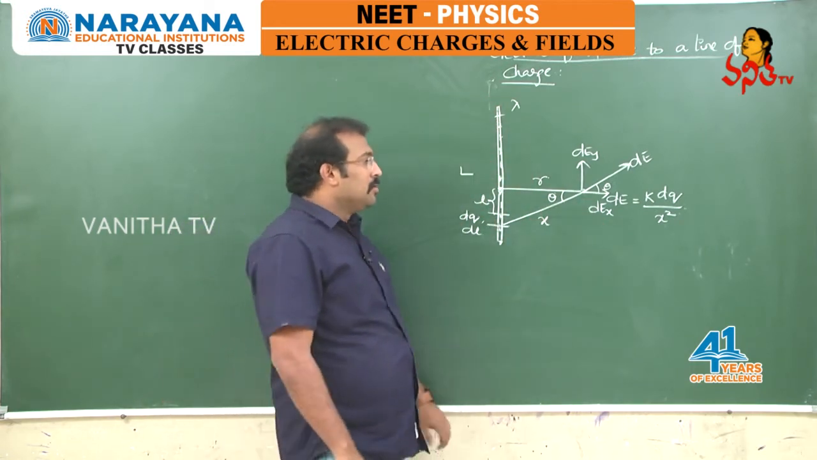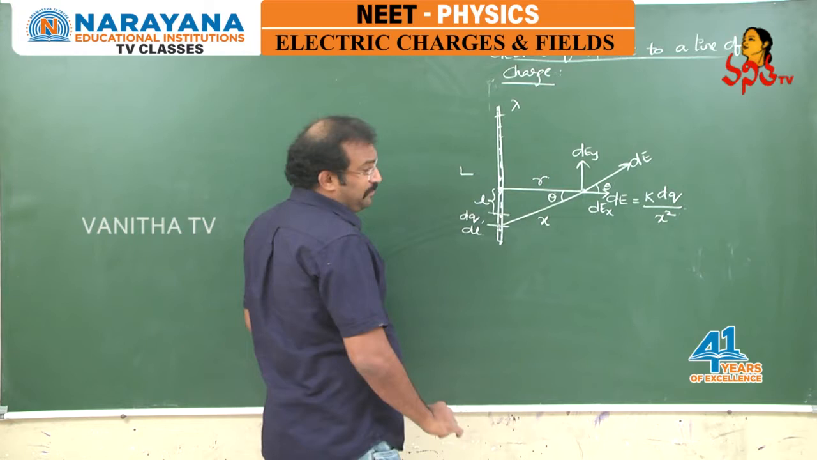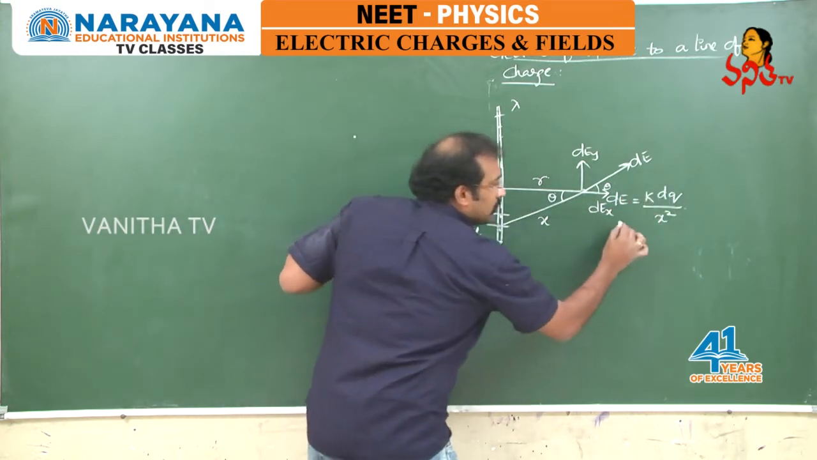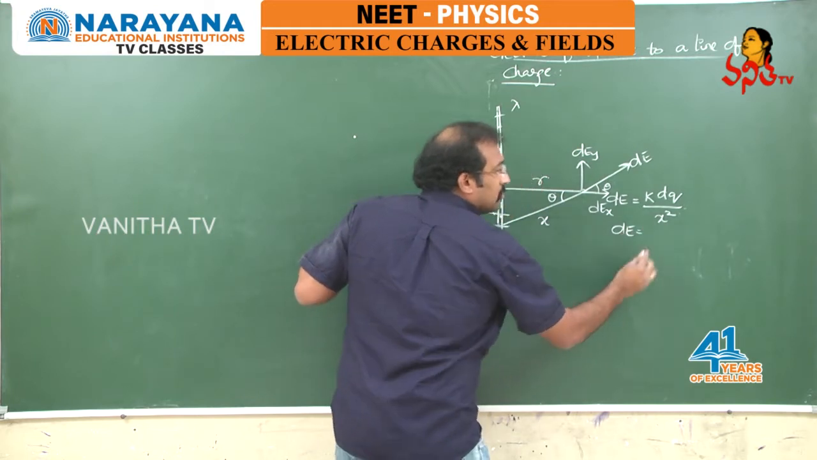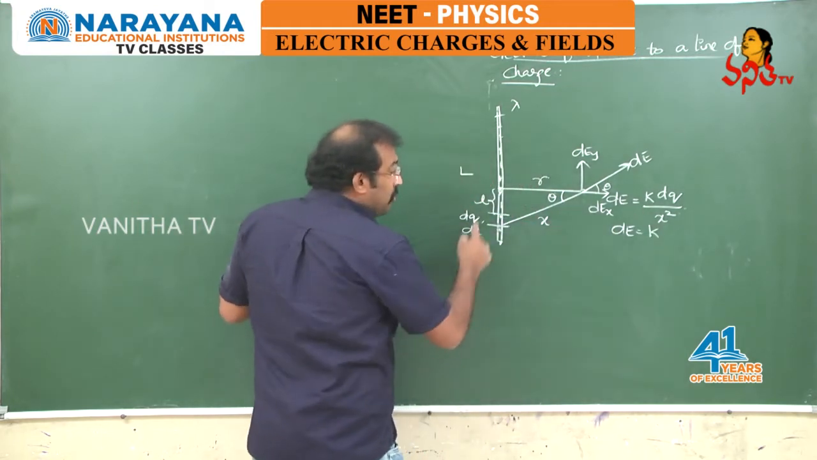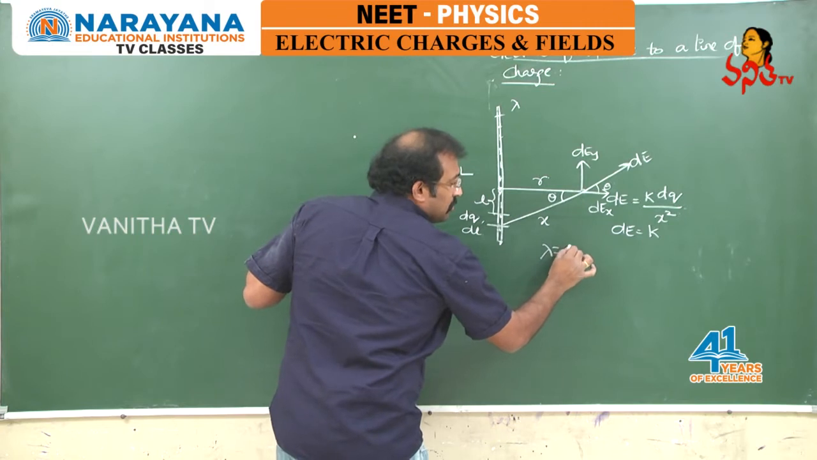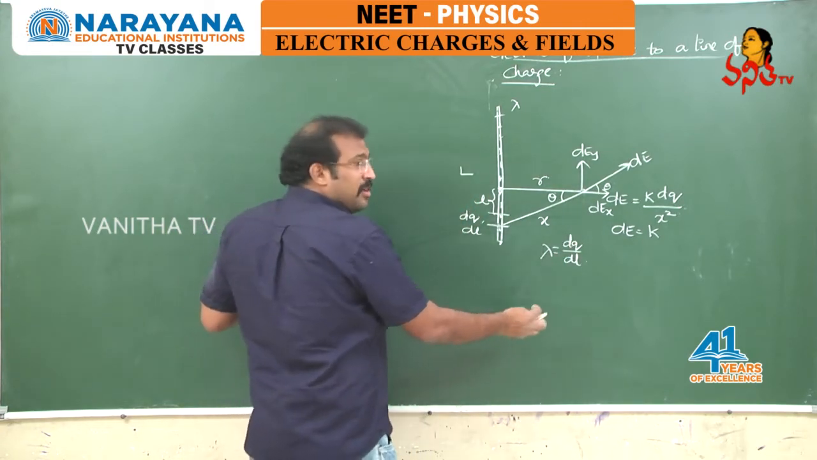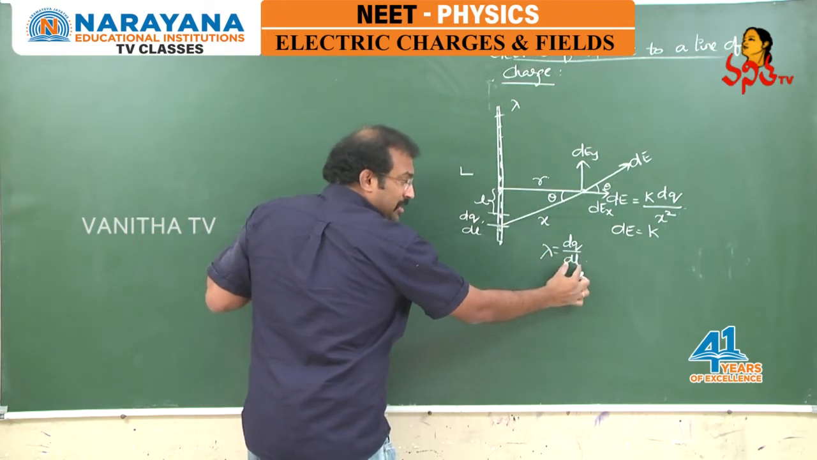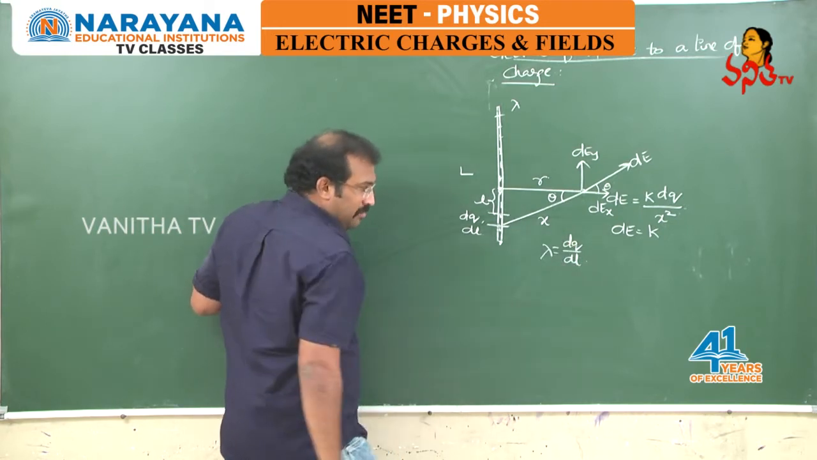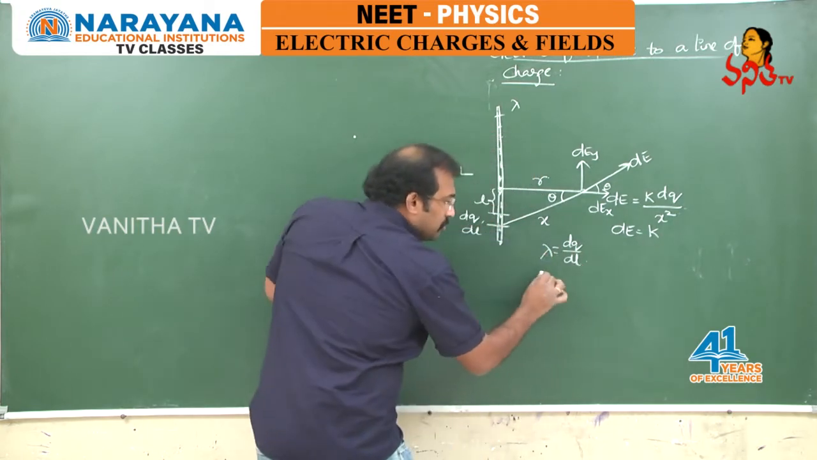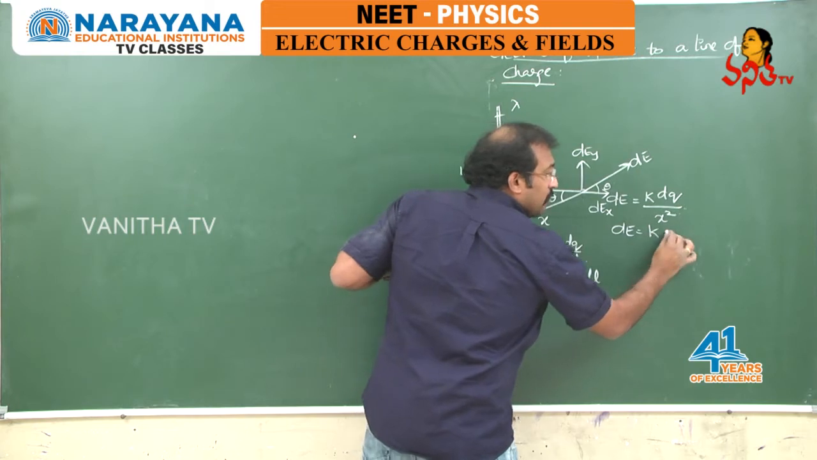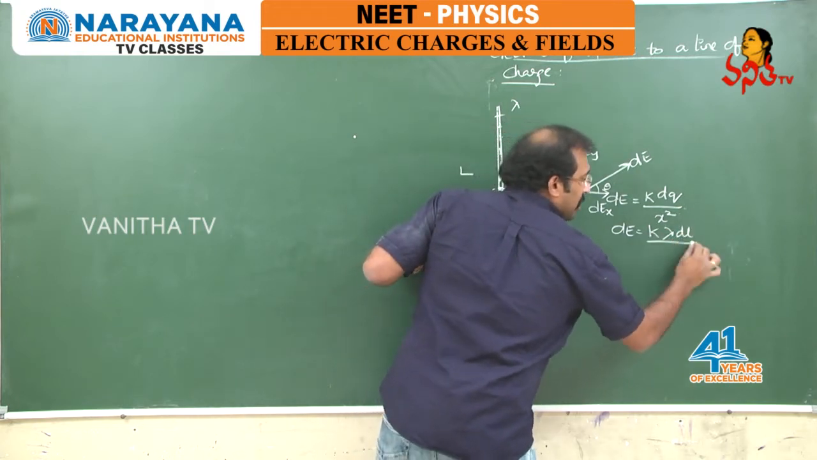Okay. Therefore now how to do it? Let us see. So what is this dq? dE is equal to K dq by x square. We know that charge density lambda is equal to dq by dl. This is uniformly charged, that is why for a small elemental length, lambda is dq by dl. So I will write it as dq is equal to lambda into dl. So dE is K lambda into dl by x square.